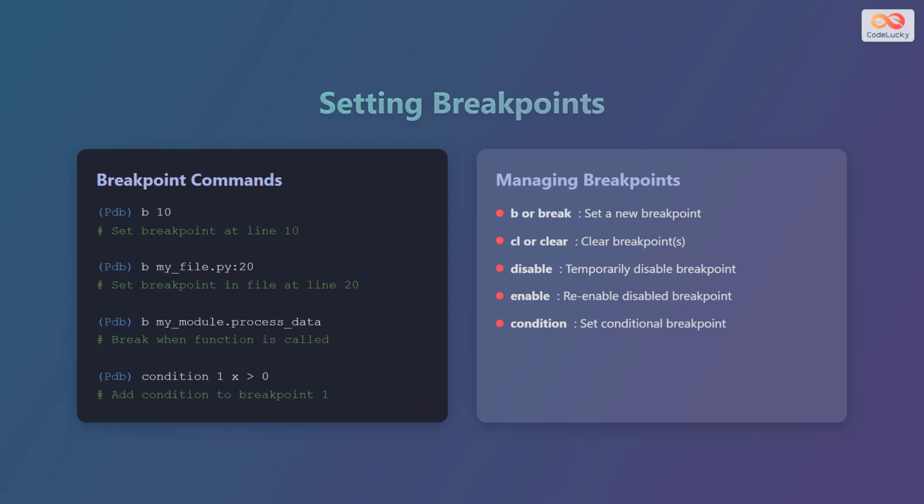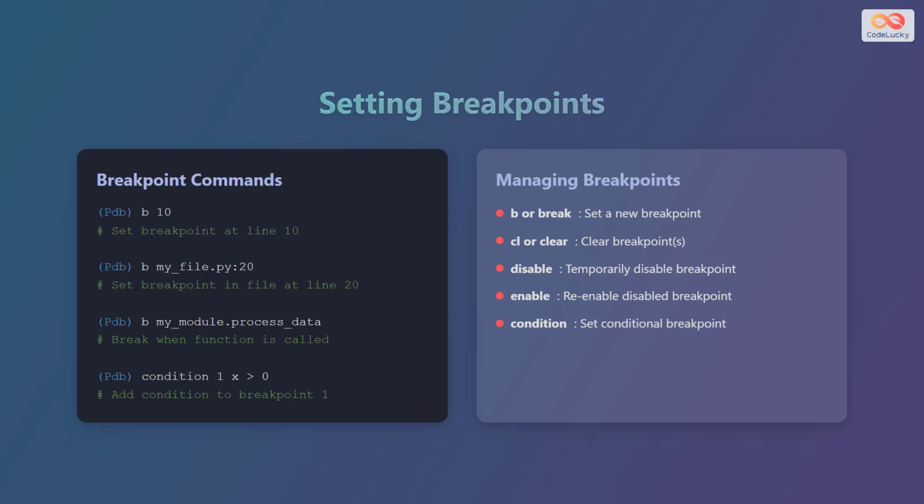Setting breakpoints allows you to pause the execution of your code at specific locations. There are several ways to set breakpoints using the b command. b followed by a line number will set a breakpoint at that line. b followed by a file name, a colon, and a line number will set a breakpoint in that file at that line number. b followed by a module name or a function name will break when that function is called. And finally, condition followed by a breakpoint number and a condition will add a condition to that breakpoint.